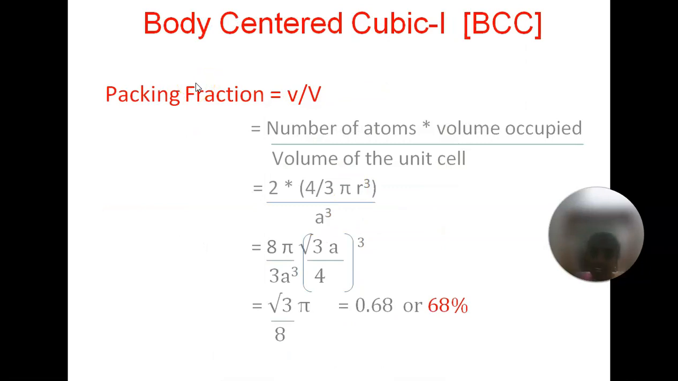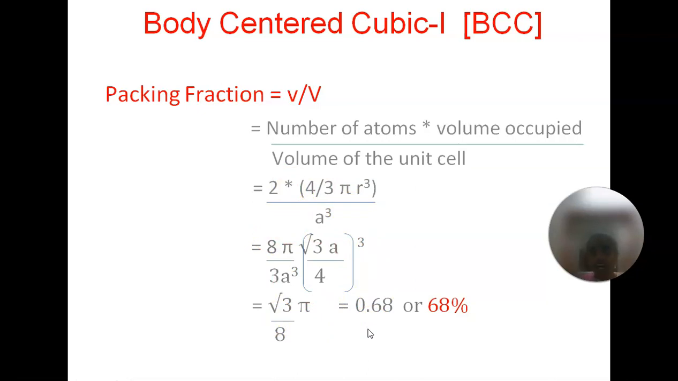Then coming to the packing fraction, the formula is v divided by capital V. That is, the number of atoms times the volume occupied by each atom in the unit cell, divided by the volume of the unit cell. The number of atoms is 2, as we already calculated, times the volume occupied by an atom, which is 4 by 3 pi r cubed, divided by the total volume of the unit cell. Since it is a cube, the volume is a cubed. We know that r equals root 3 by 4 a. If we use this formula and calculate, the packing fraction of body centered cubic is about 68%.